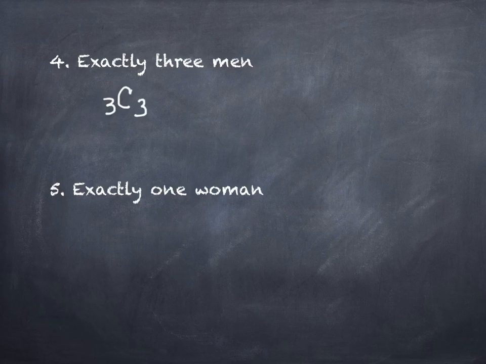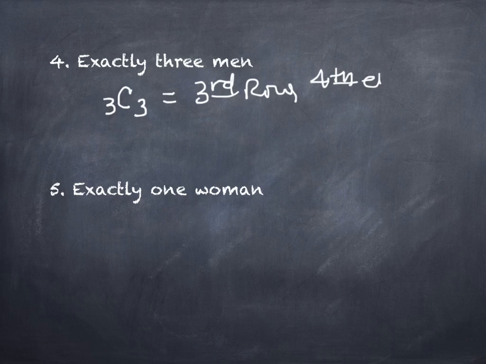Now, I know that some of you probably know what 3C3 is, but from a Pascal's triangle perspective, what are you looking for? Third row, fourth entry. And what is on the third row and in the fourth entry? It's 1. Okay. The next one's harder because it involves having some men and some women both on this committee.